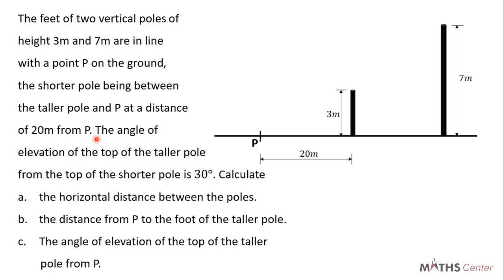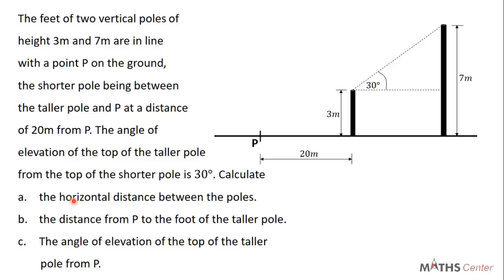It goes on to say that the angle of elevation of the top of the taller pole from the top of the shorter pole is 30 degrees. So at the top of the shorter pole, this is the horizontal line. Now from the top of the taller pole to the top of the shorter pole, we can draw this line to join them. The upward angle that will be created here is the angle of elevation. And the question says that it is 30 degrees.